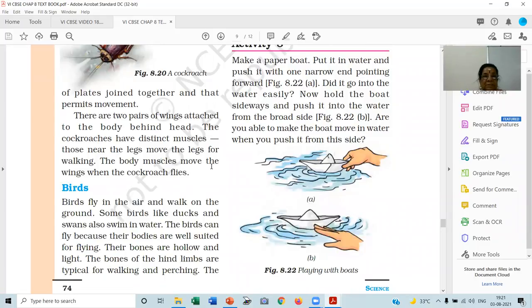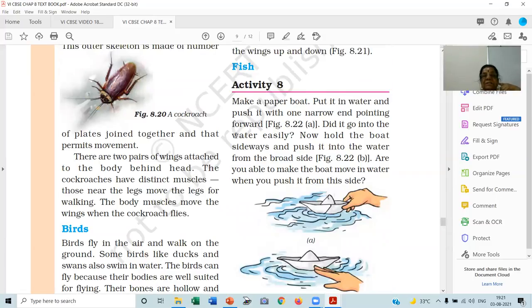Next one, the birds. Birds, as I said, show an aerial mode of life. Birds fly in the air and walk on the ground. Some birds like ducks and swans swim in water. The birds can fly because their bodies are well suited for flying. Their bones are hollow and light, and they are called pneumatic bones. The bones of the hind limbs are typical for walking and perching.